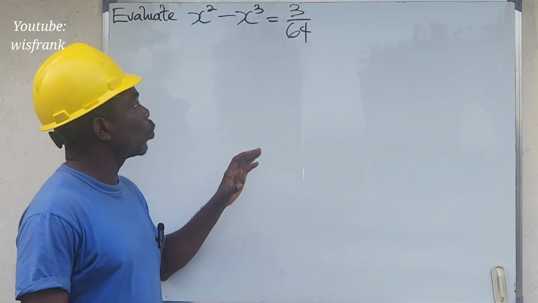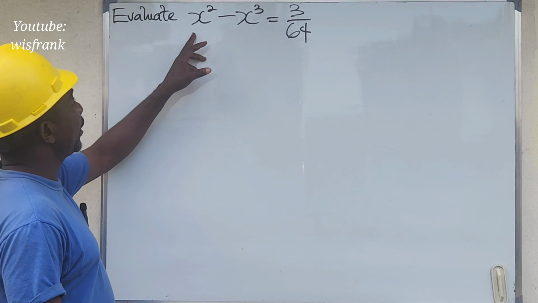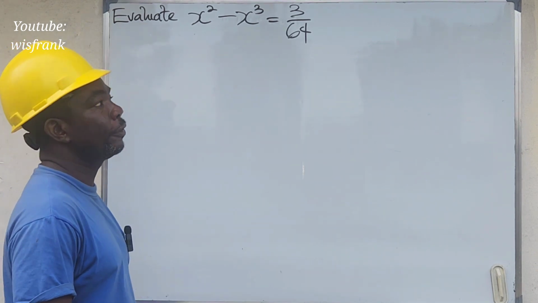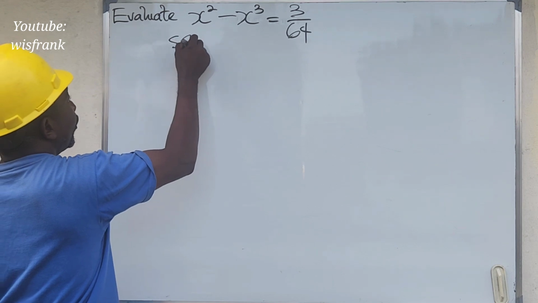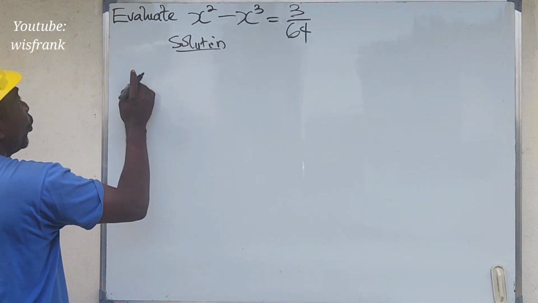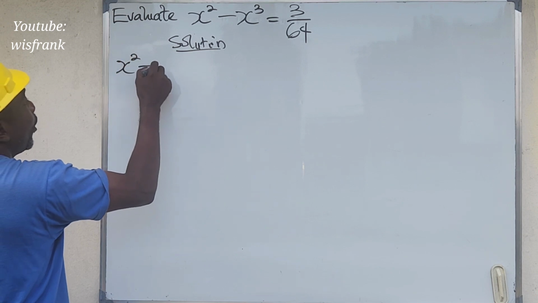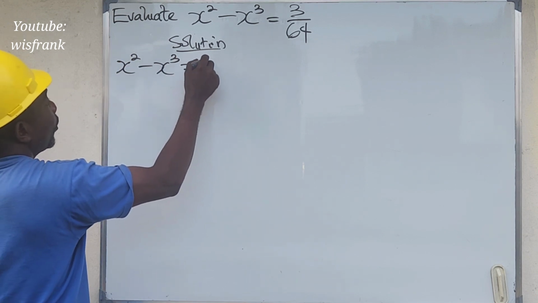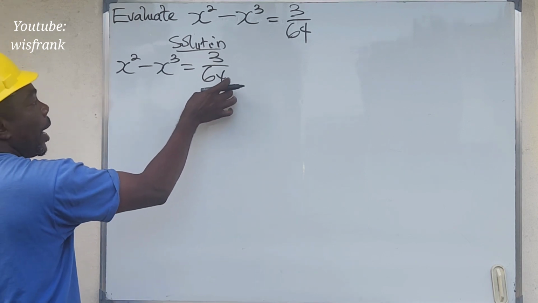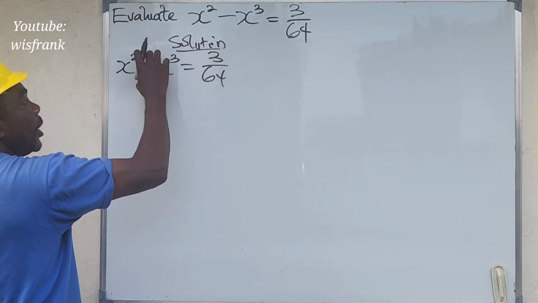Today we are looking at this question and it says evaluate x to the power of 2 minus x to the power of 3 equals 3 all over 64. So we are going to evaluate that to find the value of x from that equation. So we are given x to the power of 2 minus x to the power of 3 equals 3 all over 64. So here we have to transpose this to the other side.